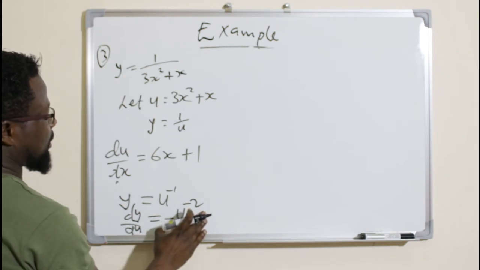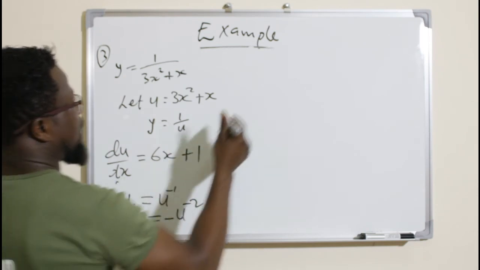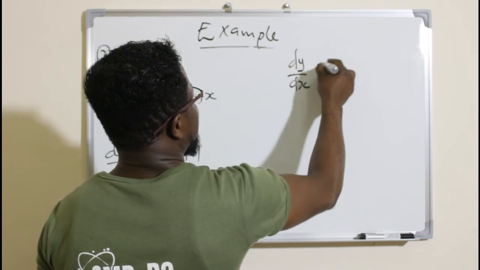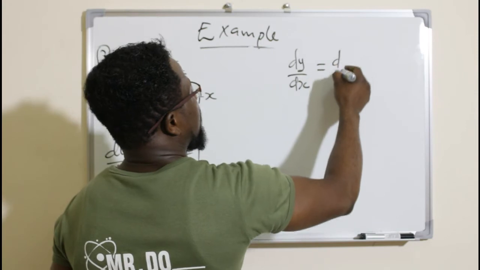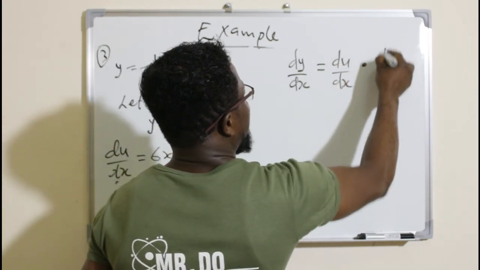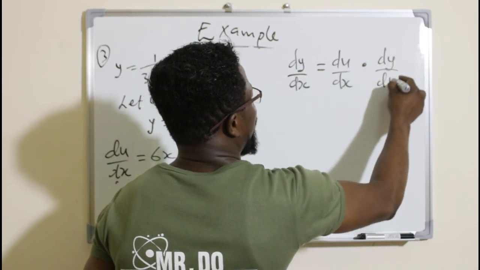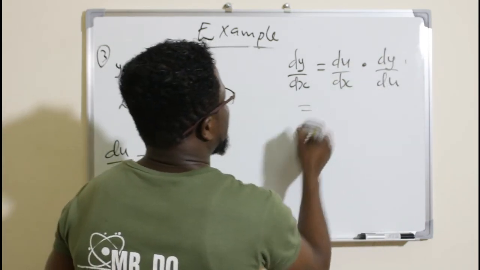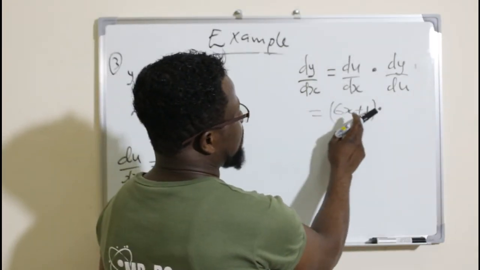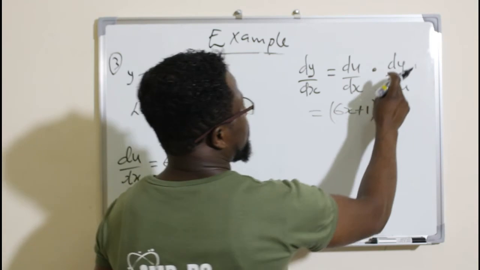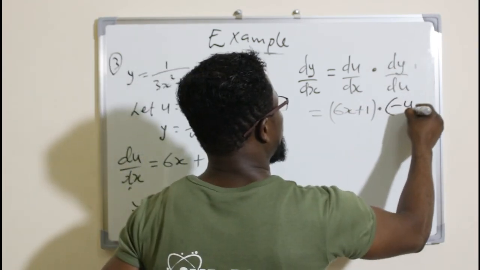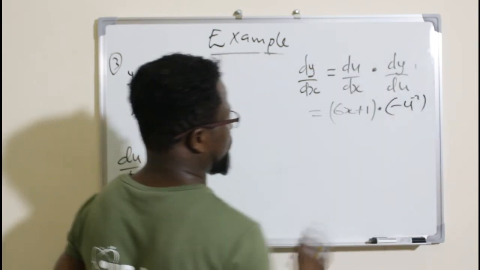Now I've gotten this and I've gotten this. So we can therefore find dy/dx, which is equal to du/dx multiplied by dy/du. And from there we do the substitution and we can see that du/dx is 6x plus 1. What about dy/du? The dy/du is negative u exponent negative 2.